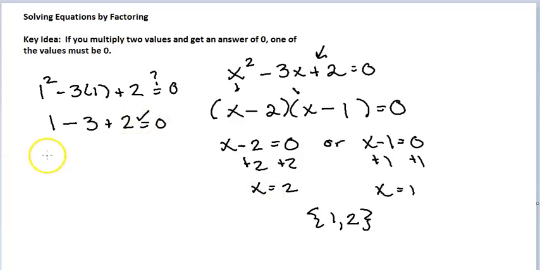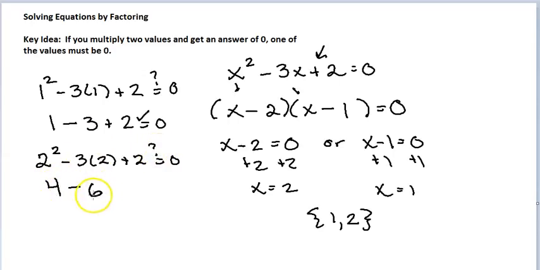And then I can check the 2 by filling in the 2 for x. Does 2 squared minus 3 times 2 plus 2 equal 0? 2 squared is 4. 3 times 2 is 6. And that checks out as well. 4 minus 6 plus 2 equals 0 as well. And so both of my solutions check out.